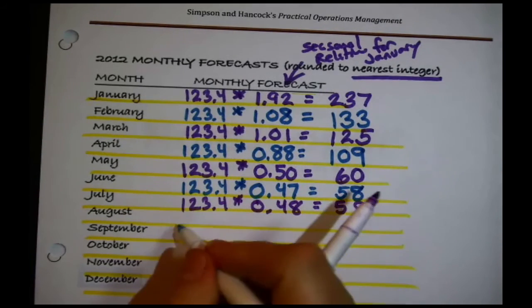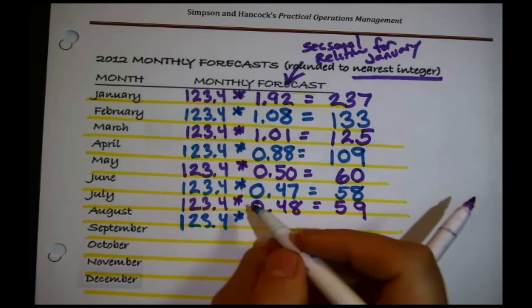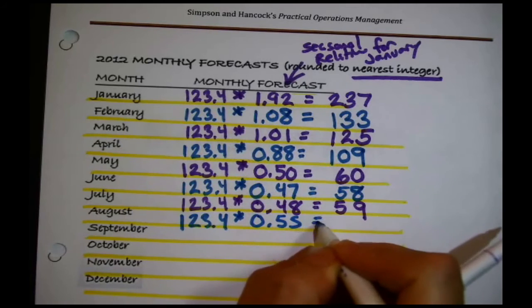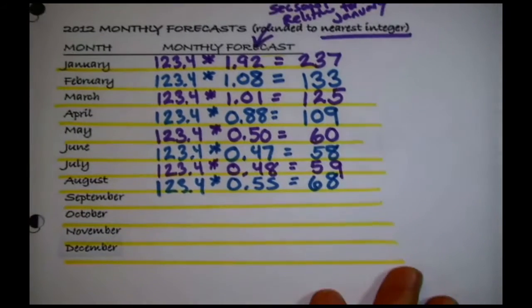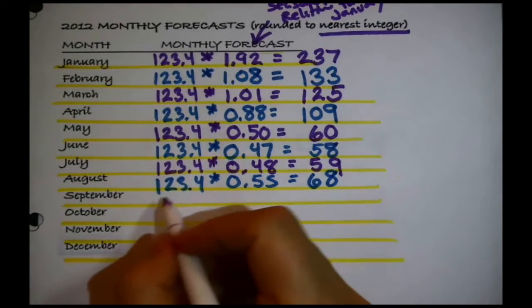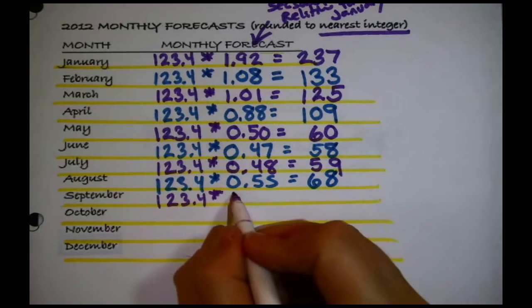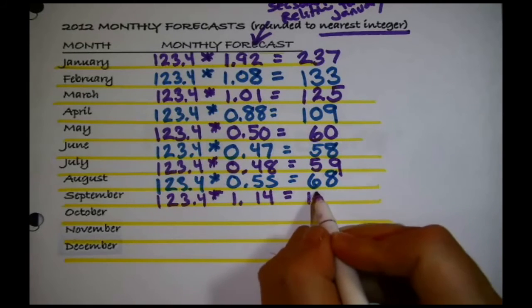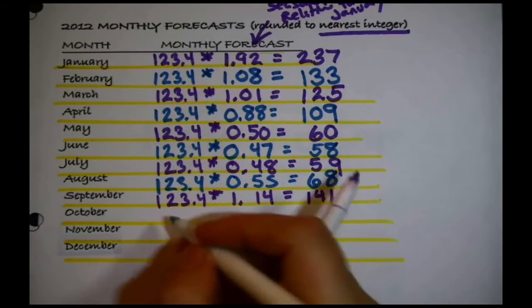For August, start with the same 123.4, multiply by August's seasonal relative, which was 0.55. So our forecast will be rounded to the nearest integer, 68. For September, 123.4 times 1.14 was the relative for September, so we will forecast, nearest integer, 141. Notice that our forecast is now picking up as we move into cooler months.